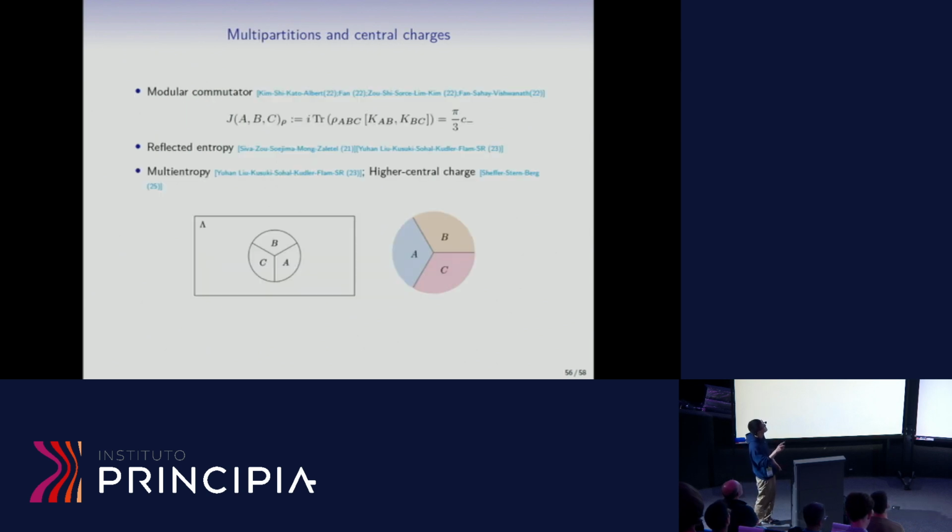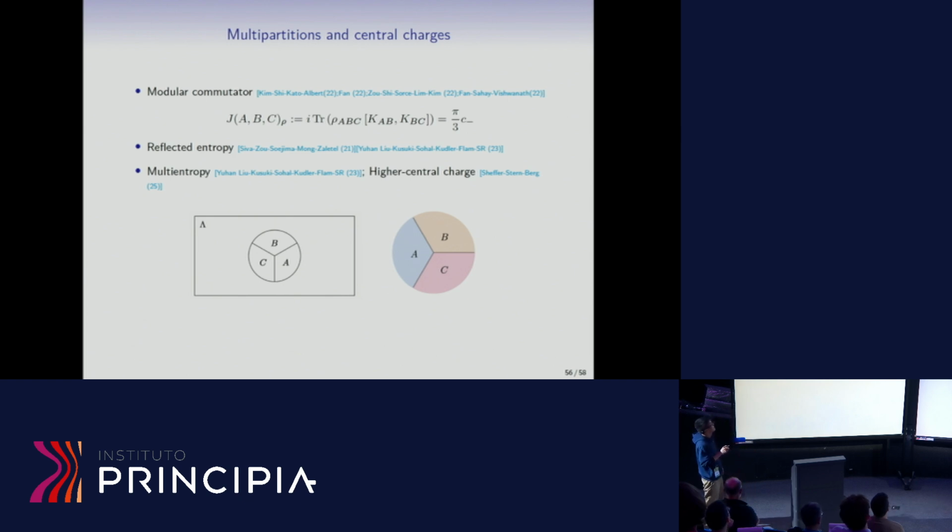So first, these multi-partition ideas have, I think, started to be used more widely to study topological liquid, in particular something like a central charge. I focused on the reflected entropy and multi-entropy, but there are some more results along this direction.